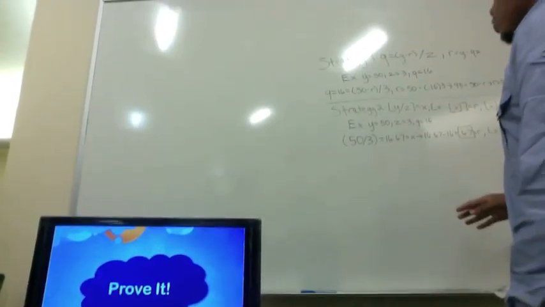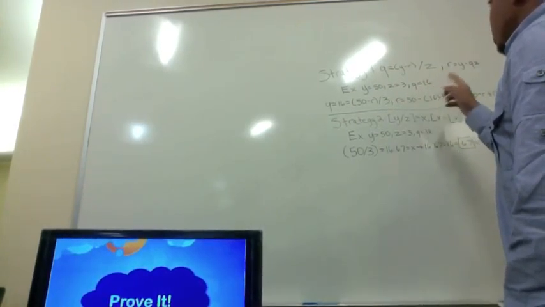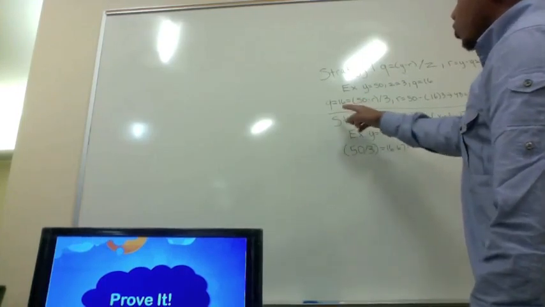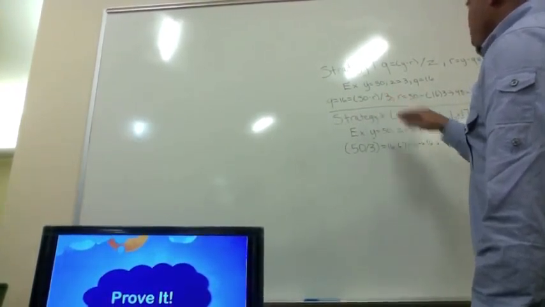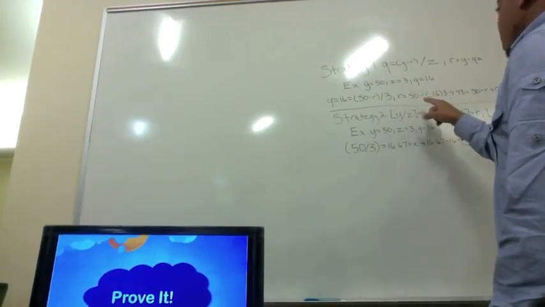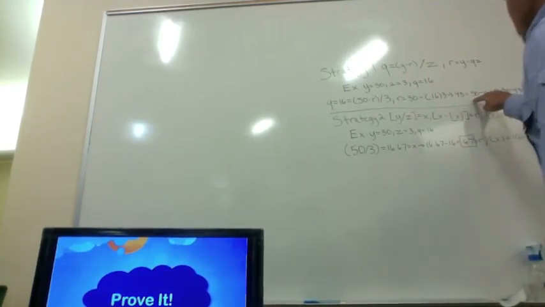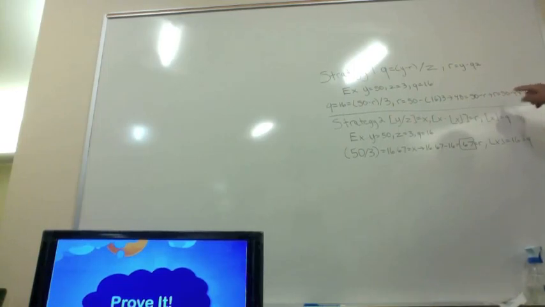To prove strategy 1, we will use y equals 50, z equals 3, and q equals 16. Now when we put these numbers in the algorithm, q equals 16, which equals 50 minus r divided by 3, which goes to r equals 50 minus 16 times 3, which equals 48, which also equals 50 minus r, which also equals r equals 50 minus 48, so the remainder would be 2.